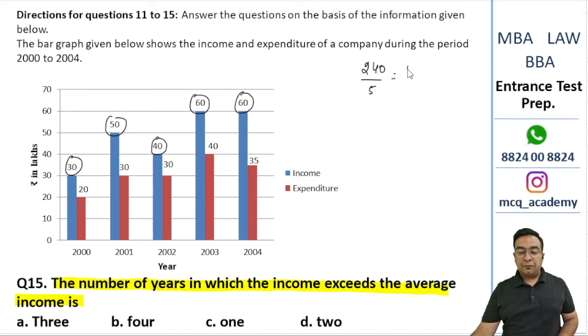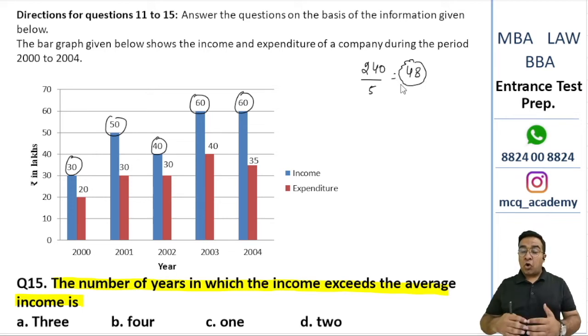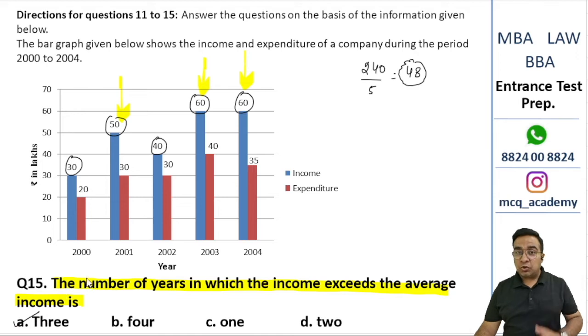So this is equal to 5 4s are 20 and 5 8s are 40. So 48 lakhs happens to be the average income for all these years. You need to identify now the years for which the value of income is more than 48 lakhs. So the blue bar exceeds the value of 48 in the year 2001, in the year 2003, and in the year 2004. Therefore, you would mark 3, that is option number A, as the answer to this question.